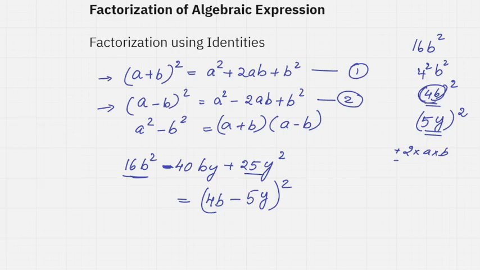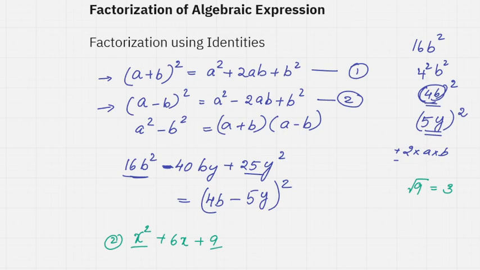Suppose that x square plus 6x plus 9. So what all conditions we need to check? The first condition is you have to check whether two perfect squares are there or not. Here we have x square, which is a perfect square, and 9 is also a perfect square, because the square root of 9 is equal to 3, right? So the first condition is satisfied.